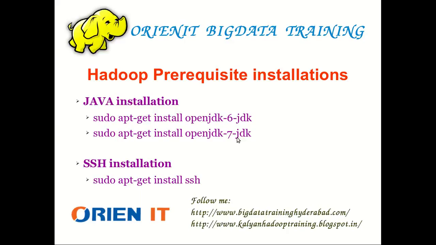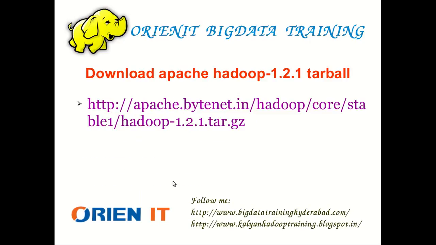So this is the command we are going to execute as part of the Java installation. And after completion of the Java installation, we need one more prerequisite for Hadoop installation, which is SSH. The installation command is sudo apt-get install ssh. Once that is completed, I'll download the Apache tarball from the given link. The version number is Hadoop 1.2.1, which I'll be executing as part of today's discussion. So let me proceed one by one.